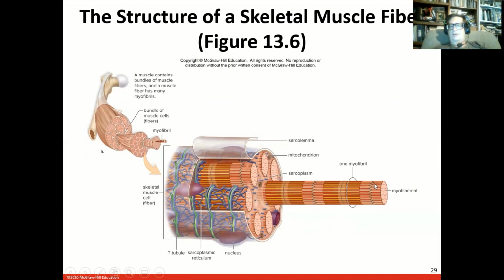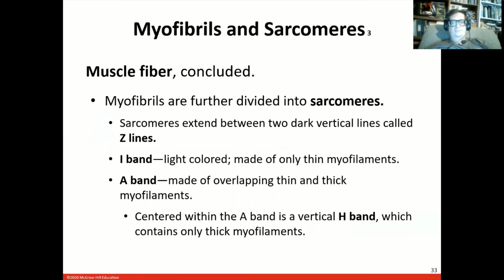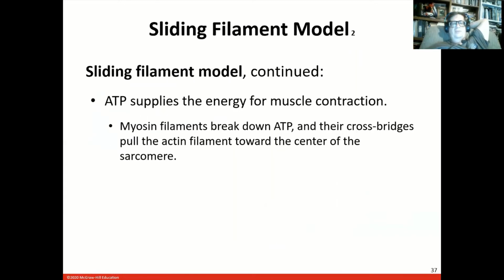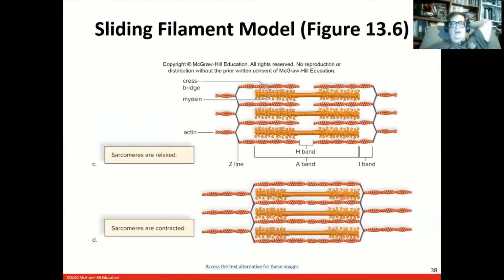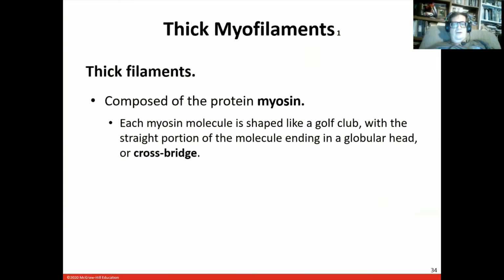All right. Moving on. So sarcomeres extend between two dark vertical lines called Z lines. The I band, which is light colored, is only thin filaments. The A band, overlapping thick and thin. All right, do we have a good picture coming up? Yeah, it's a mediocre picture, but we got one. All right.